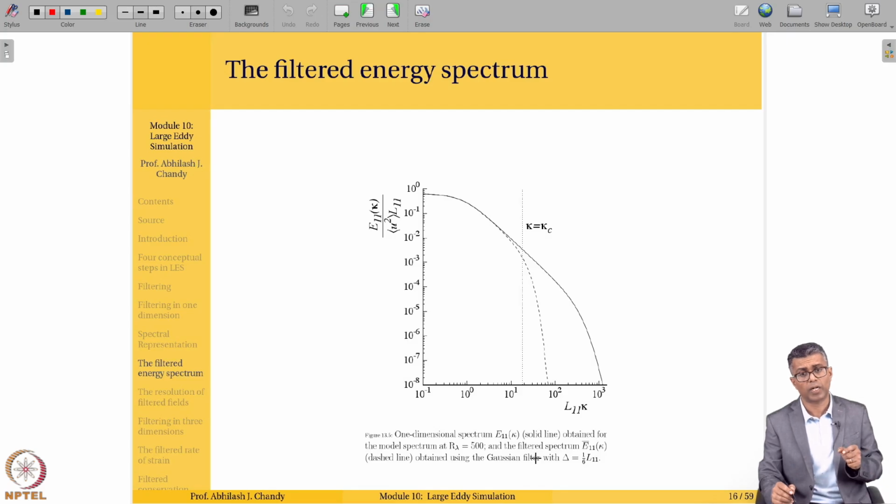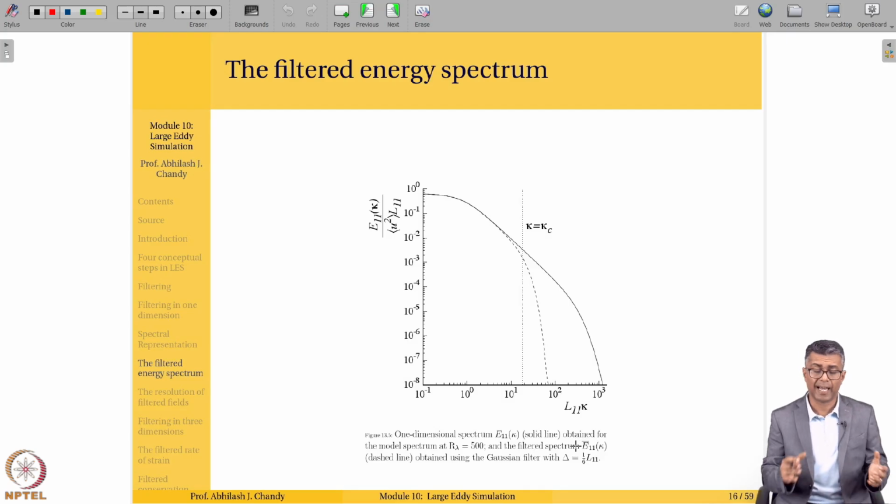The solid line is the spectra that you would obtain from a model spectrum. Okay, so we have looked at the model spectrum at length before, and if I were to plot E11 of kappa, this is what I would get. So as you know, at the lower wave numbers, we have the energy containing range, then you have the inertial subrange, then you have the dissipation range, isn't it? Now, there is also a dashed line shown here, and that is your filtered spectrum.